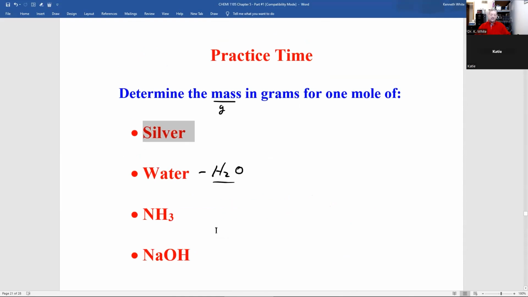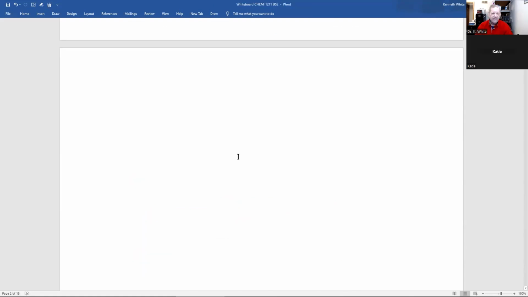But now let's have some real fun with this. Now, you know my chemist. Yep, 10 points.